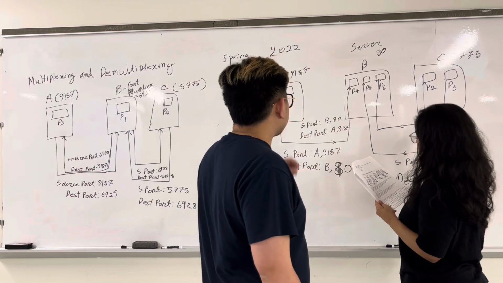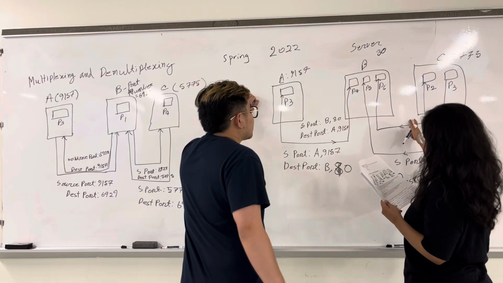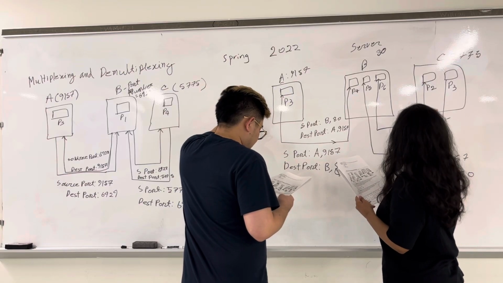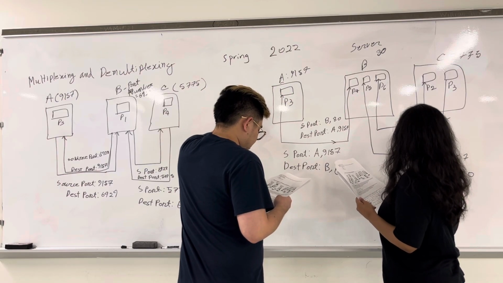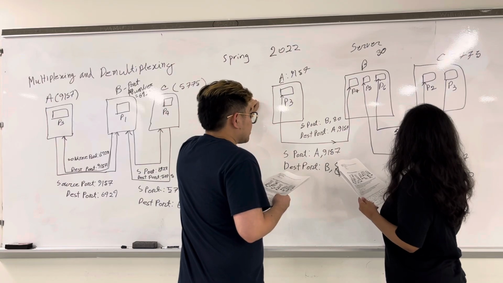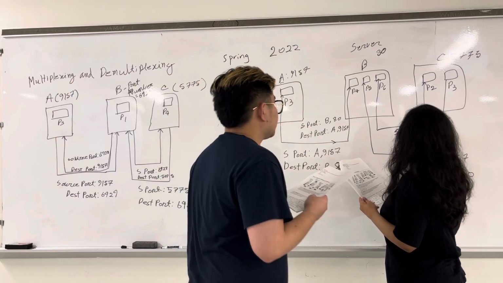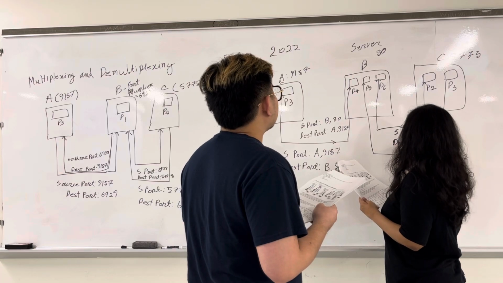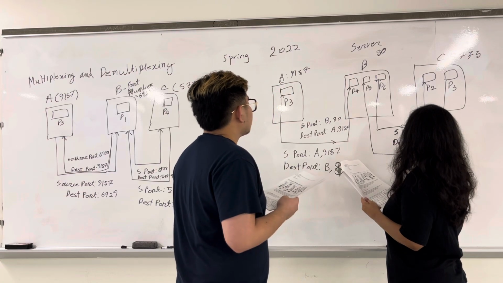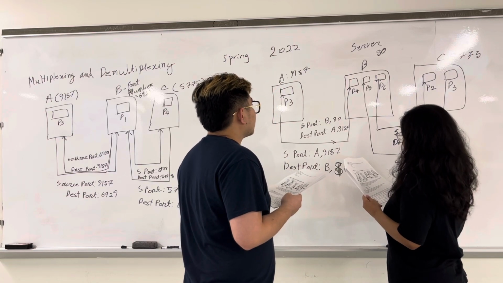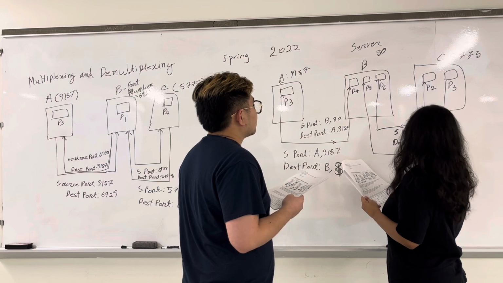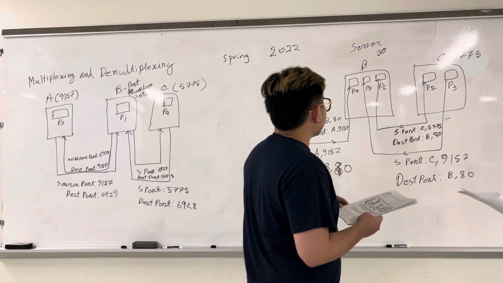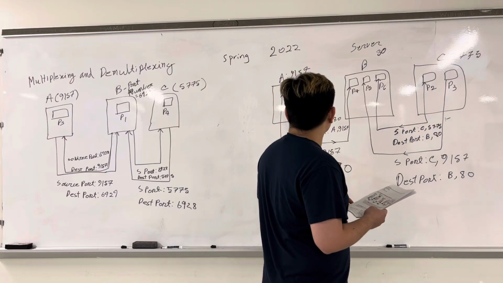And we have to find it for this one. So here the source is C and 5775, and the destination is B and 80. That's it. And then the last part is theory.